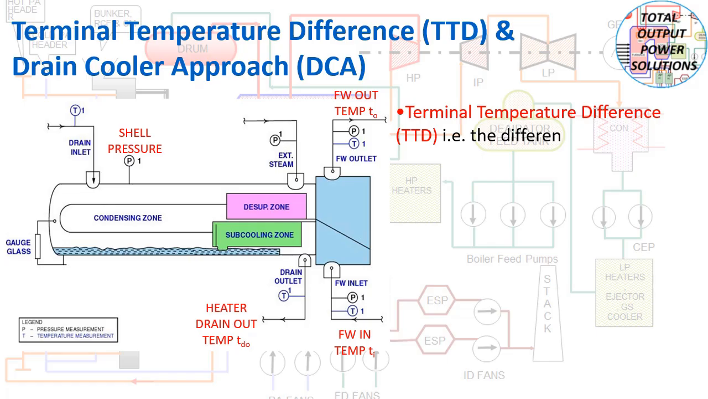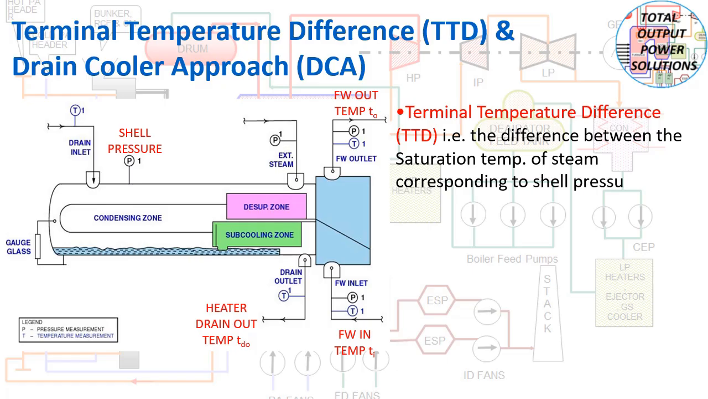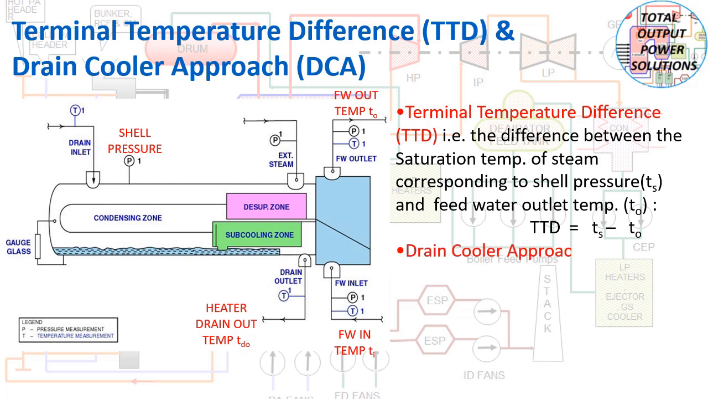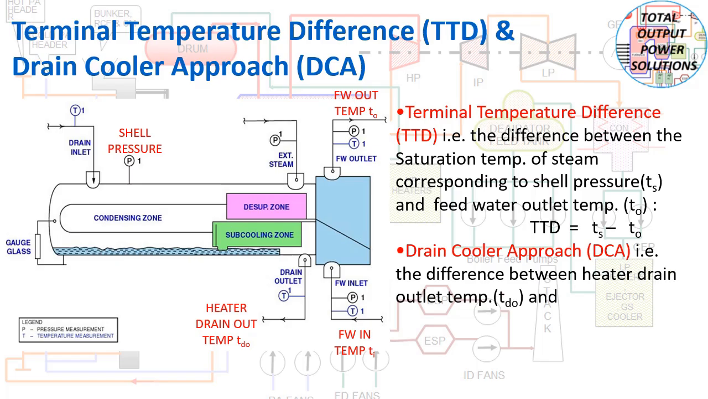The terminal temperature difference is the difference between the saturation temperature of steam corresponding to the shell pressure, Ts, and the feed water outlet temperature, TO. So this TTD will be equal to Ts minus TO. The drain cooler approach, DCA, is the difference between the heater drain outlet temperature and the feed water inlet temperature, that is DCA equals TDO minus TI, inlet.